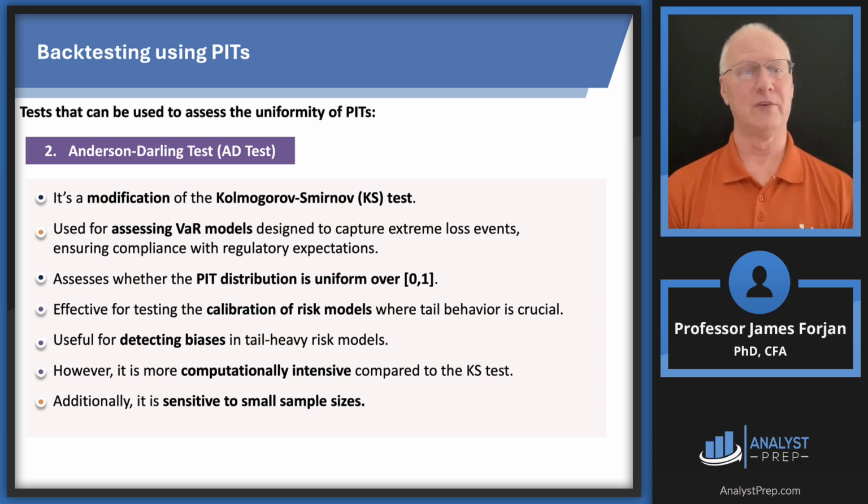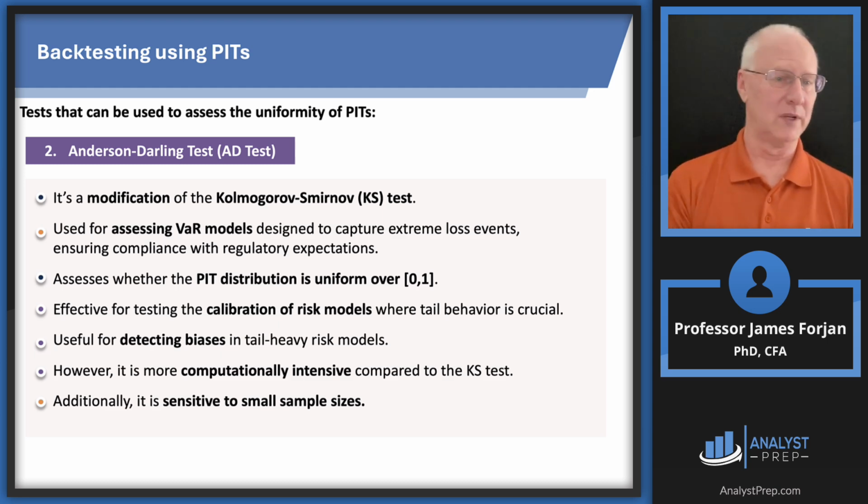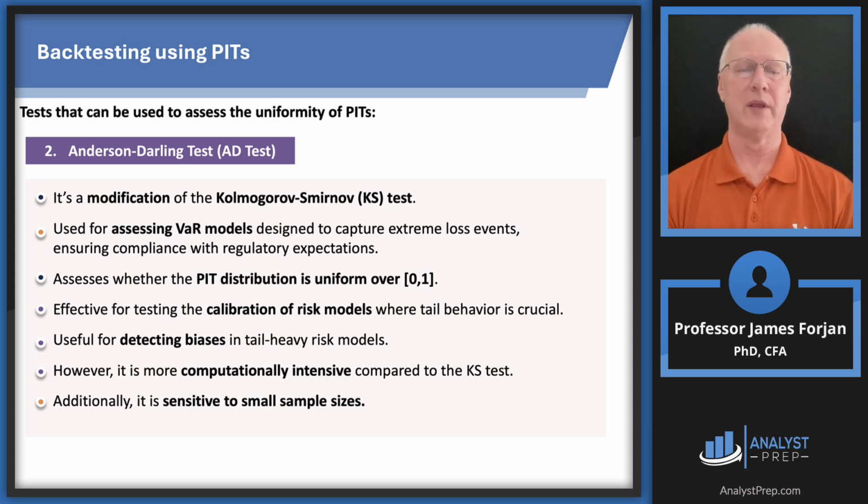I have no information on these two people here. So it's a modification. It assesses uniform calibration, but notice, about the 5th bullet point down there, it's useful in detecting biases. It's way more computationally intensive, and it's sensitive to small sample sizes. So make sure you know those last 3 bullet points.